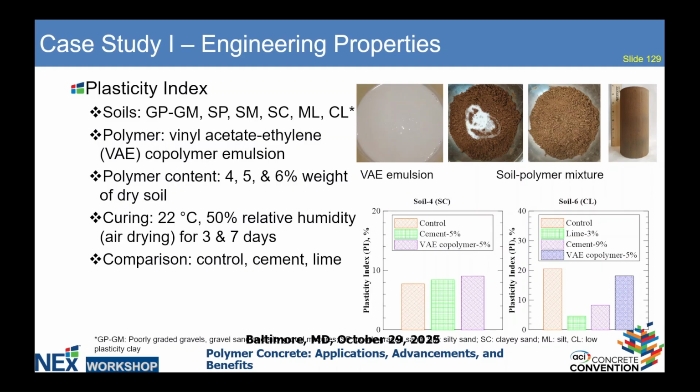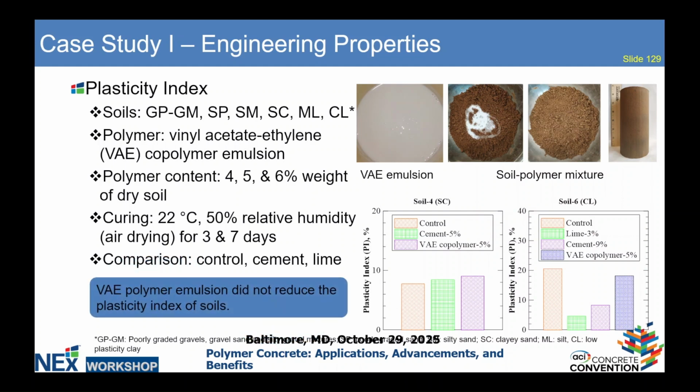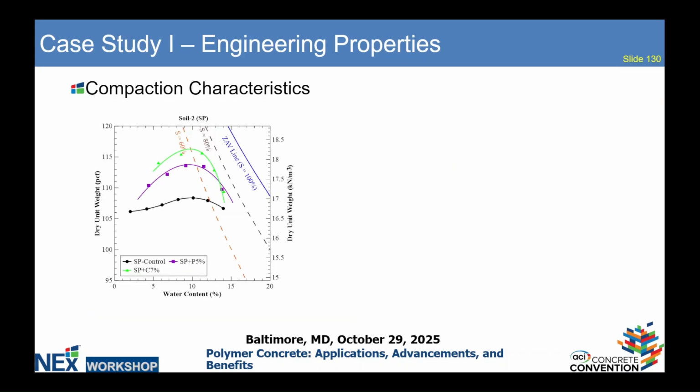But when it comes to the clay, this CL soil here, we can see that cement and lime can reduce the plasticity, making it much easier to work with. However, for the polymer product we used here, it didn't show much change, which means we could face an issue in the field, depending on how plastic the soil still is after the treatment.